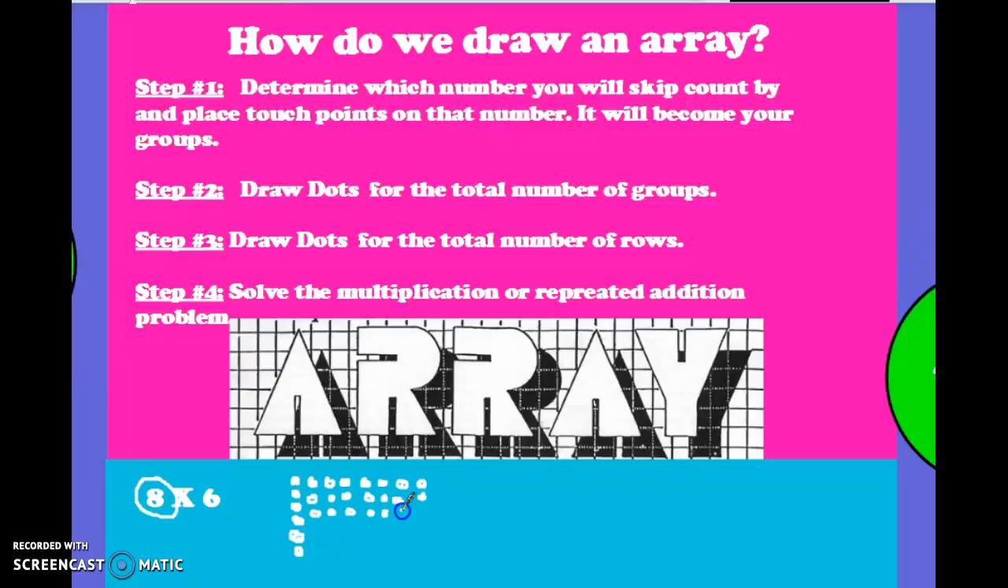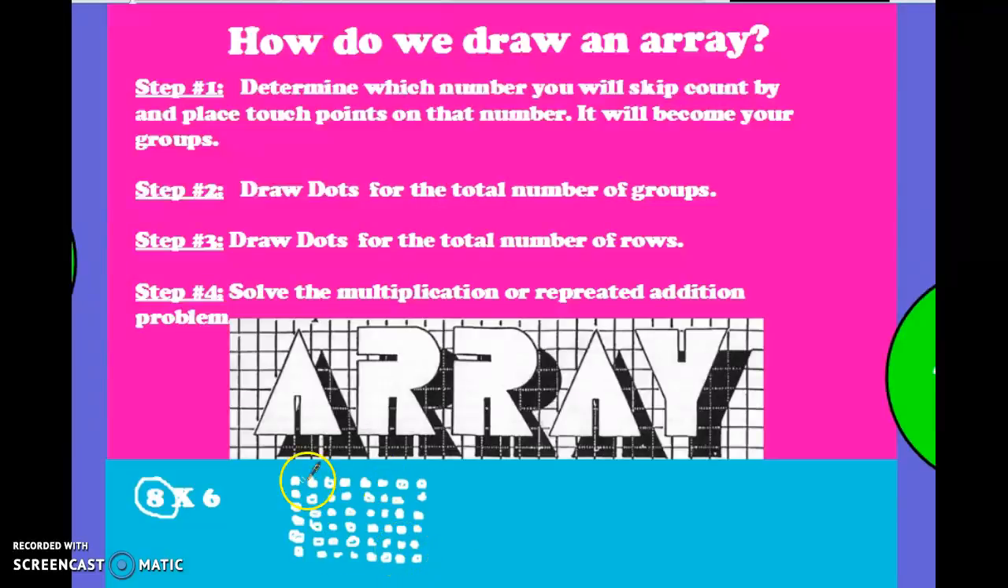What we are doing is we are creating a picture representation of a multiplication problem. This picture is representing the fact that we have 6 groups with 8 total pieces in those groups. And if I were to repeatedly add 8 plus 8 plus 8 plus 8 plus 8 plus 8, I'm going to get the same answer as if I were to multiply 8 times 6. What we like to show the students is this is a picture representation of a multiplication problem.